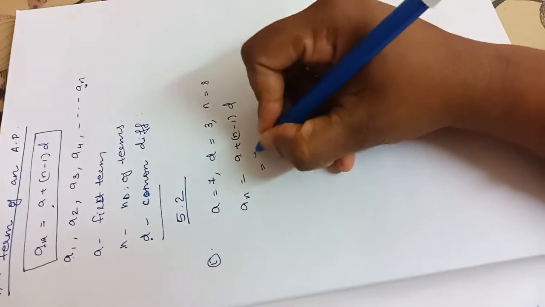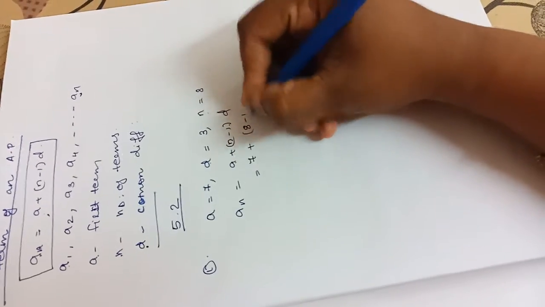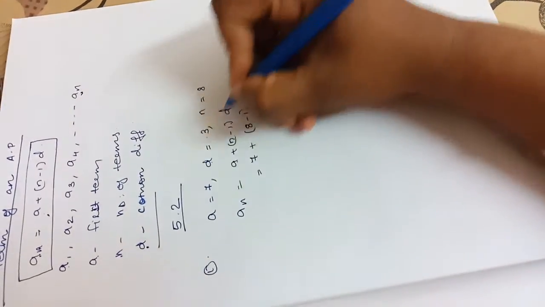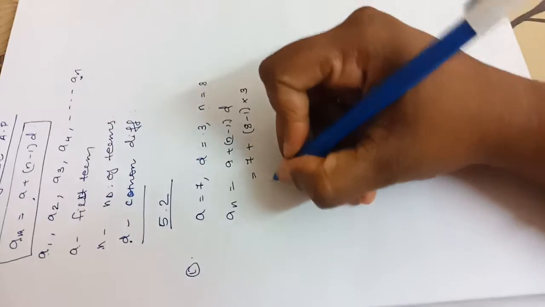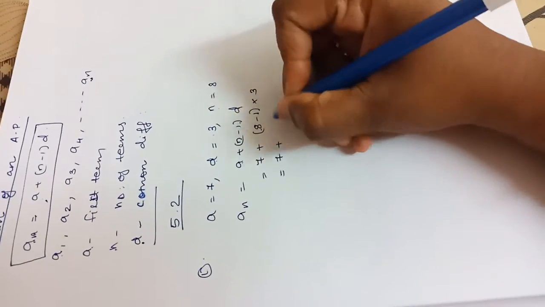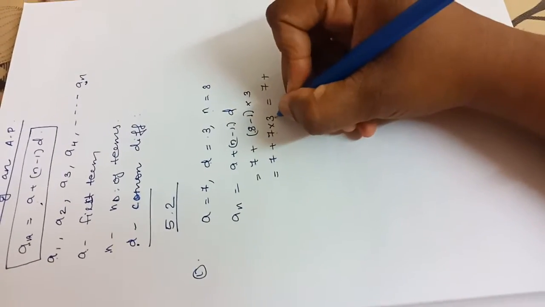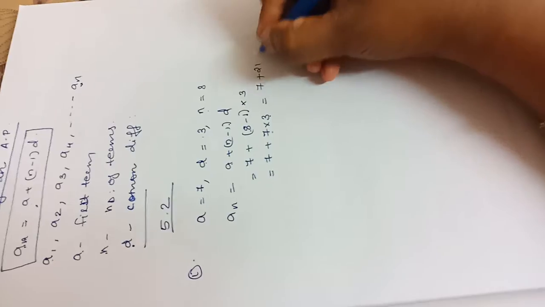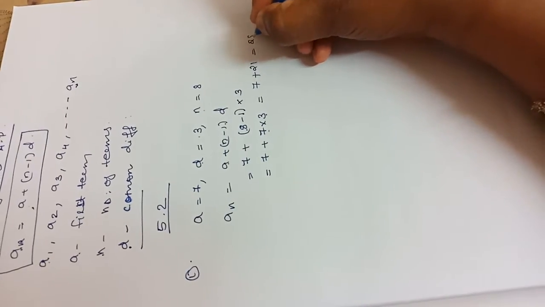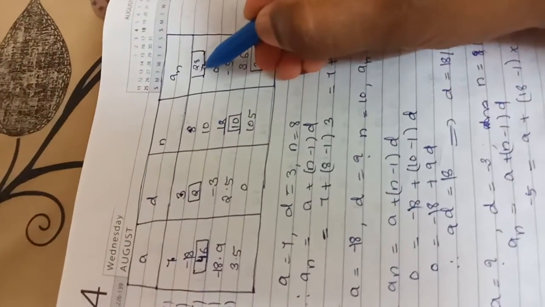What is a here? 7 plus (n minus 1). What is n? 8. So (8 minus 1) into d, which is 3. I am substituting all the values here. So 7 plus (8 minus 1) is 7, into 3. So 7 plus 7 into 3, which is 21. 7 plus 21 is equal to 28. So now you got An is equal to 28. You can fill the term here: An is equal to 28.